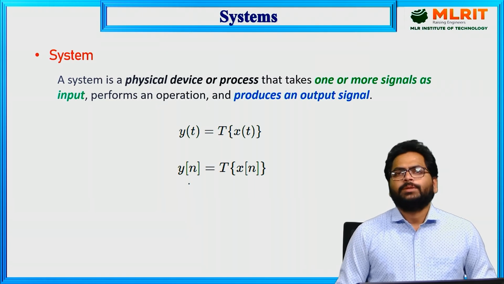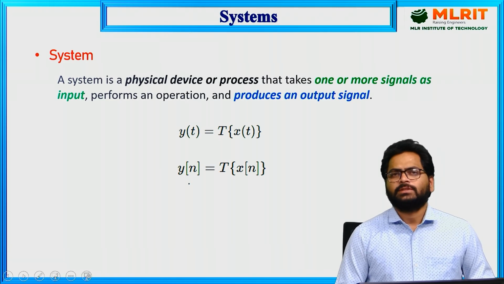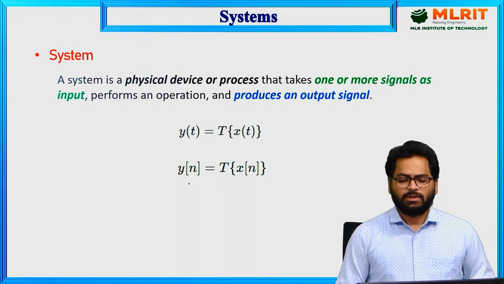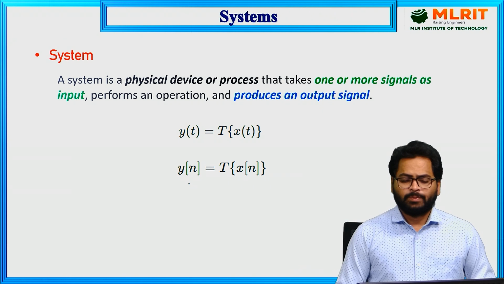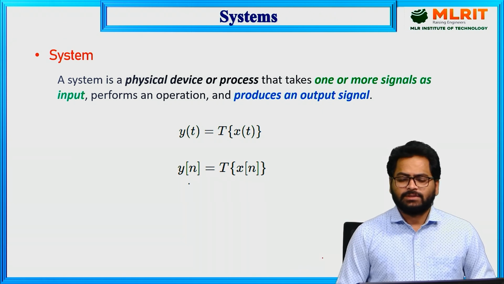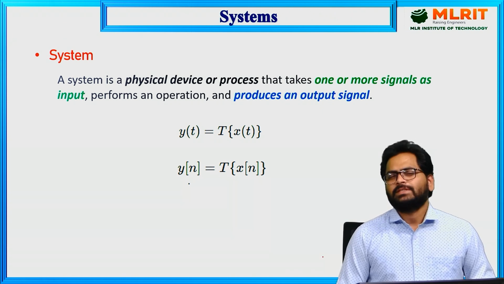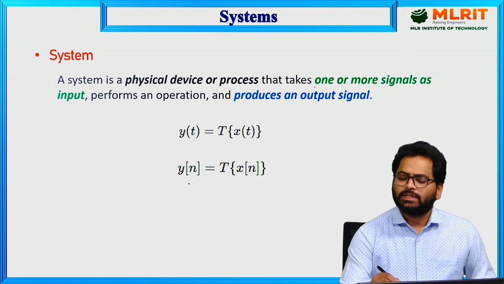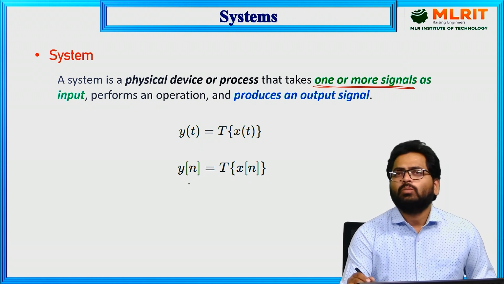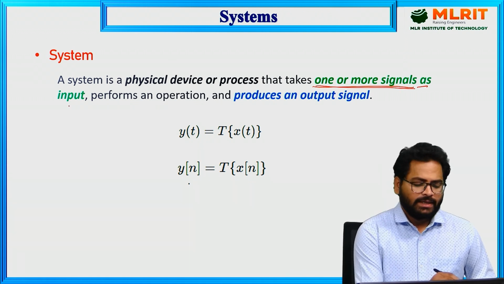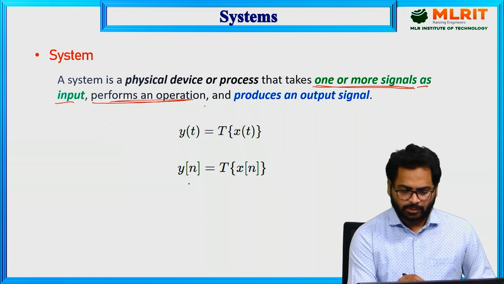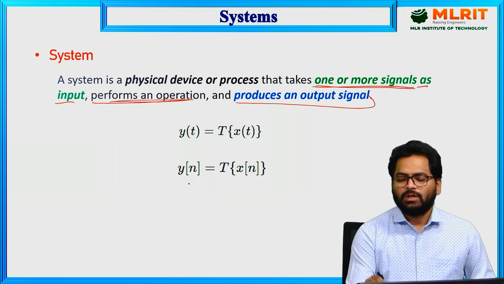So first of all, what is meant by system? Generally, a system is nothing but something which takes some inputs and gives the output, in general language. But from the academic point of view, you can write the system definition: a system is a physical device or a process or a function which can take one or more signals as input, performs some operation based on the requirement, and produces one output signal.